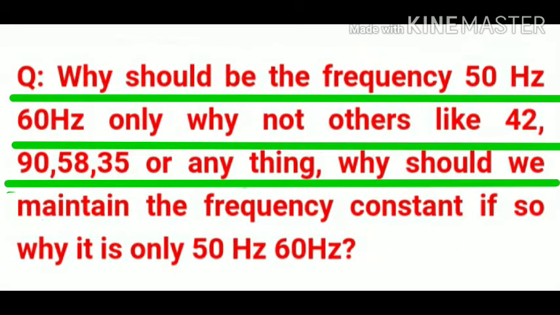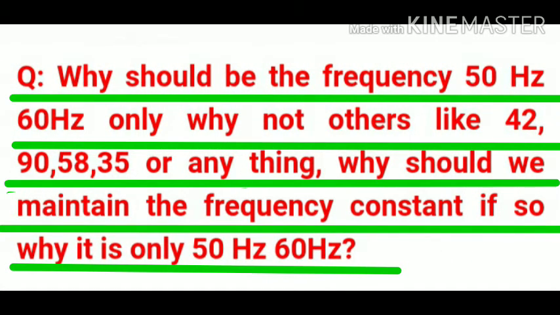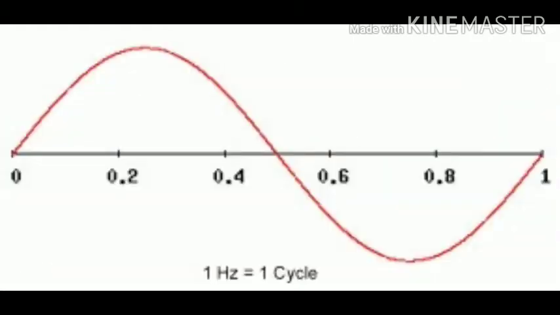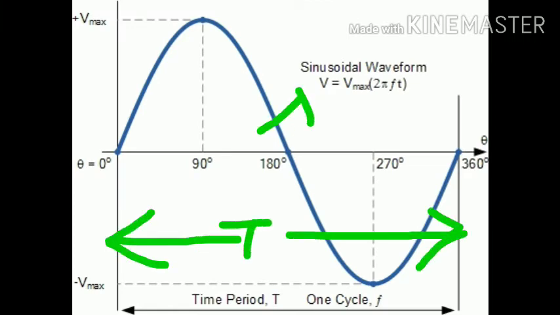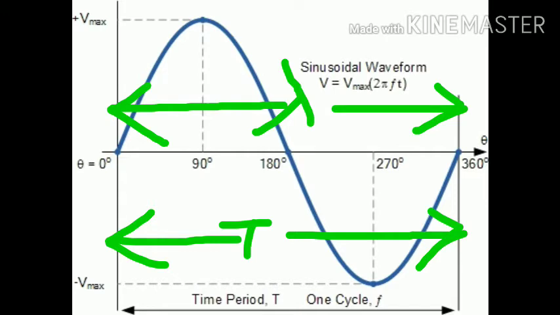So today's question is, why should the frequency be 50 Hz or 60 Hz, and not something else like 42, 35, 85, 90 or anything? Why should we maintain the frequency constant? And why is it 50 Hz or 60 Hz that is maintained? At first we should know what frequency is. Frequency means how many complete cycles are covered in 1 second.